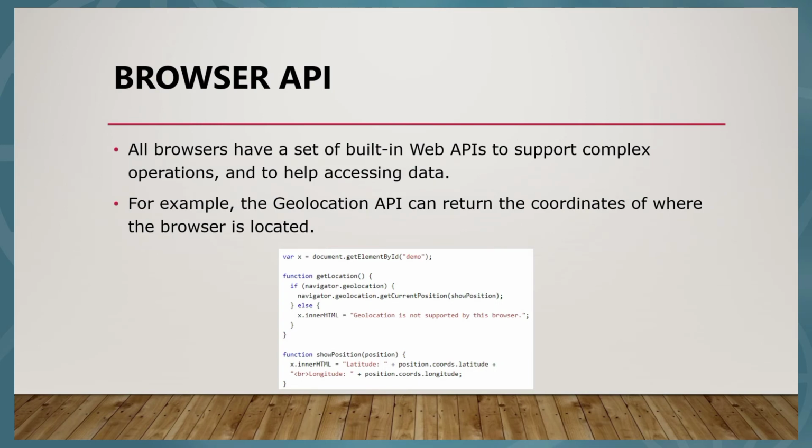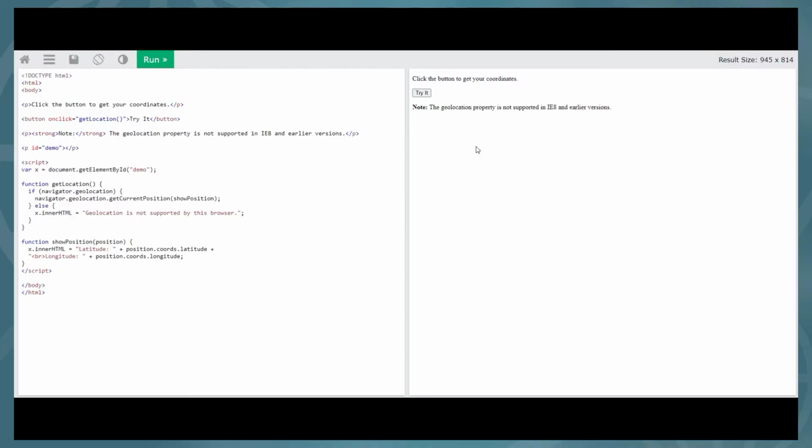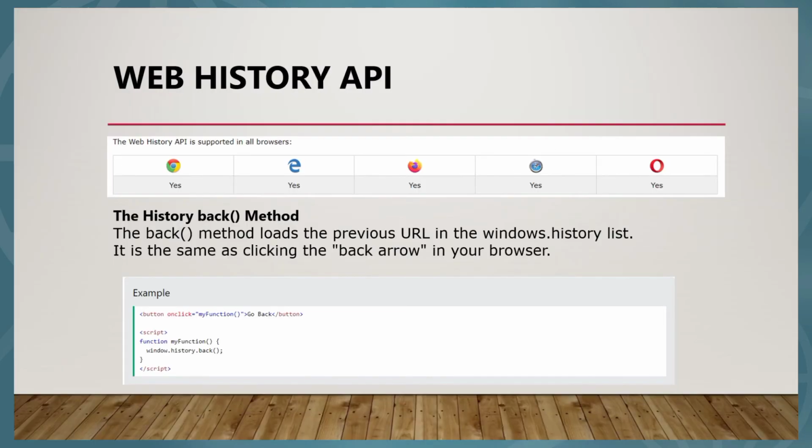Browser API. All browsers have a set of built-in web APIs to support complex operations and to help accessing data. For example, the geolocation API can return the coordinates of where the browser is located. So let's try and see if it will work. Okay, so here it is, and it should show our latitude and longitude. Also do note that the geolocation property is not supported in IE8 and older versions. So let's try it if it will show our coordinates. And there we go.